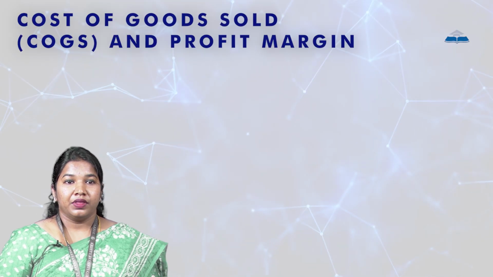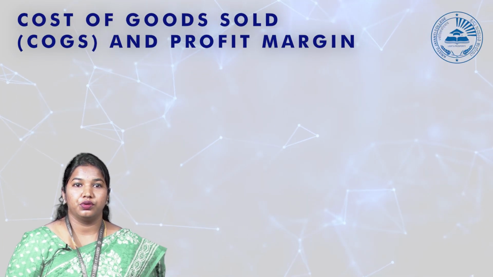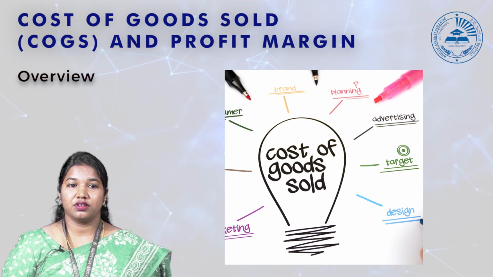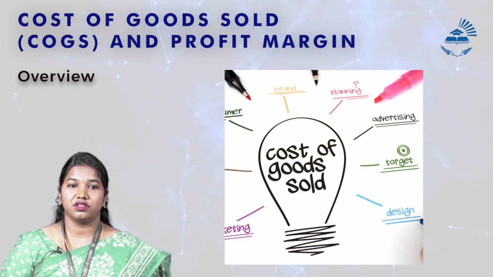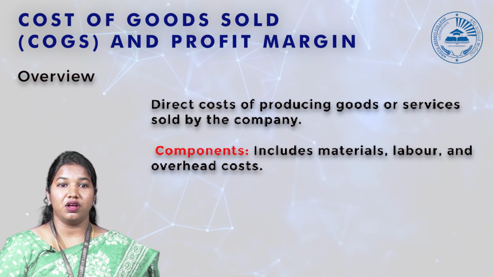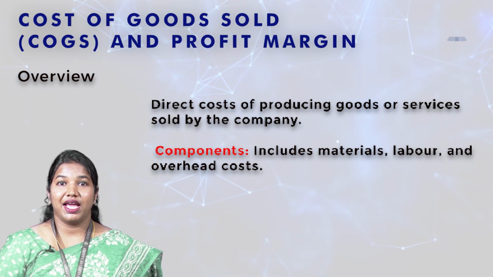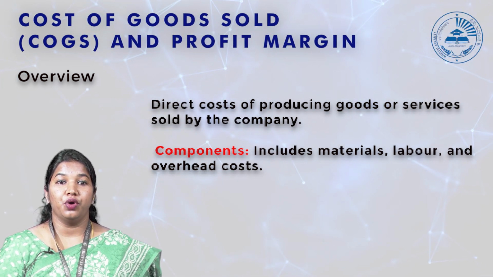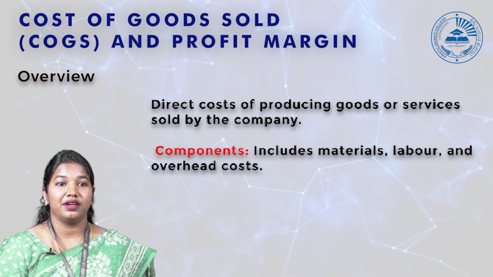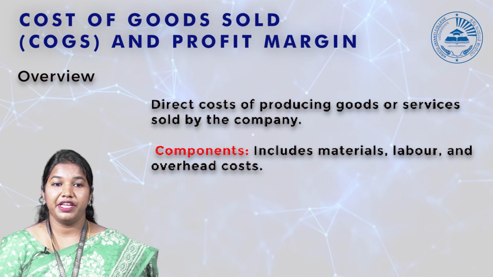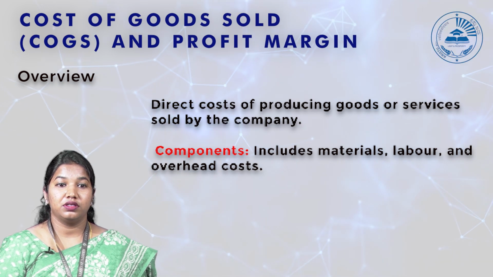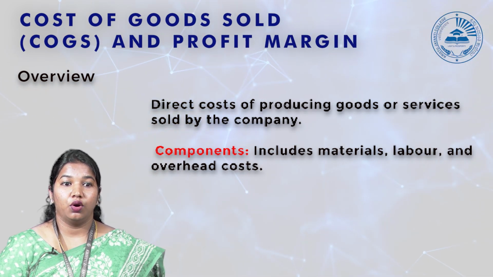So we have the next term, that is cost of goods sold and profit margin. What is cost of goods sold? It is the direct cost of producing goods or services sold by the companies. It is the direct cost involved when you have a sale. For selling goods, what are the expenses or costs you are incurring? Probably the materials you procure to manufacture a particular product, labor, that is the workforce, and the overhead costs.